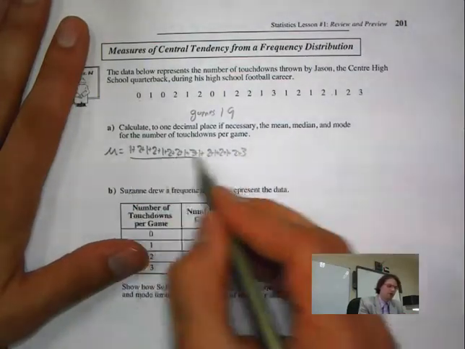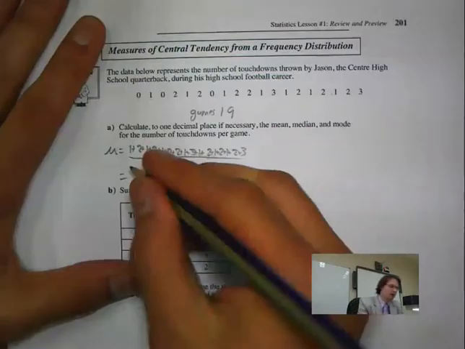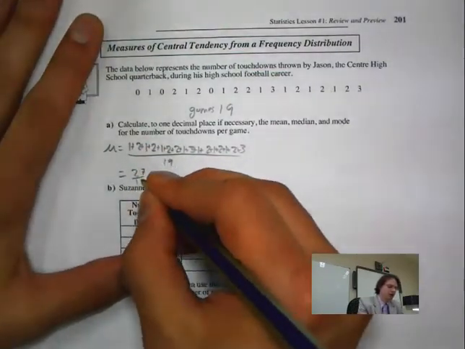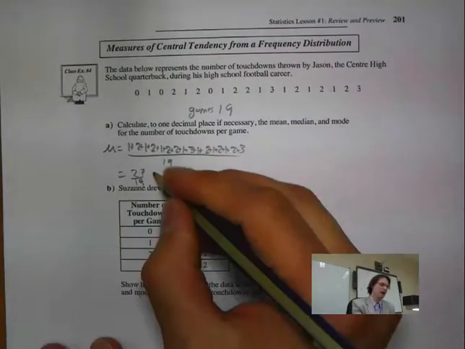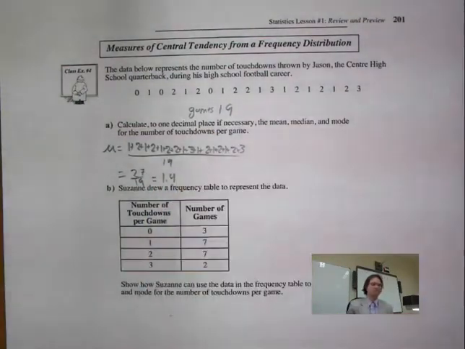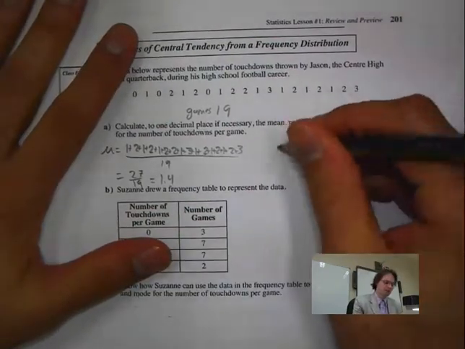We add all those up, and we have a total of 19. So when we add all those up, I'm going to end up getting 27 over 19. That is our mean, which is the same as 1.4. Okay? Now it says we have to also find the median and mode. So first, let's find the median.